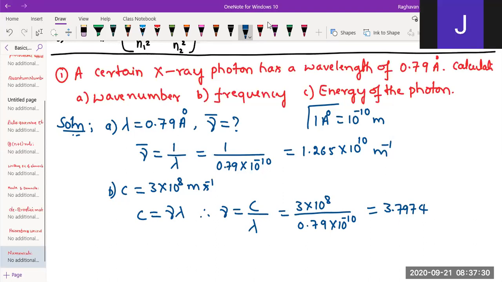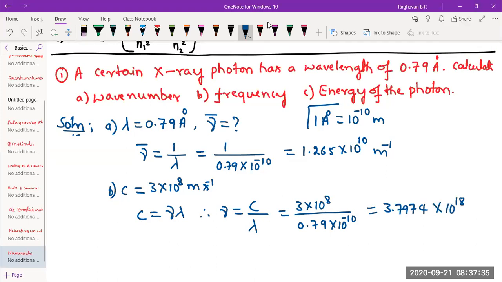What is the unit of frequency? It is Hertz, sir. Hertz, or cycles per second, you can say. Okay.